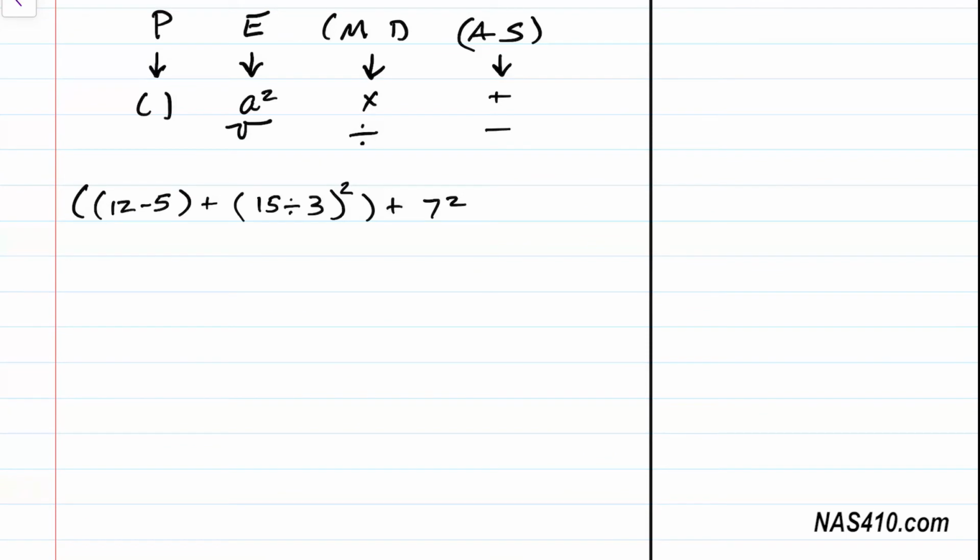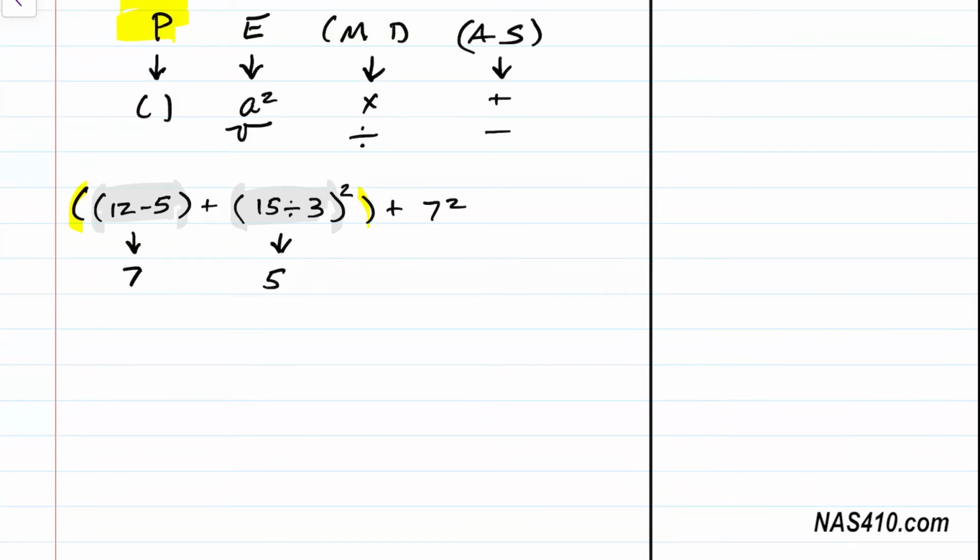This next problem looks a little more complicated, but we're going to break it down into its parts and see that it's really not that bad. The first thing I do is look for parentheses, and I have them here. I can see that within the parentheses I have nested parentheses. Within the parentheses the order of operations applies, so I'm going to do these parentheses first before I do any other operations. I do this and that first. 12 minus 5 is 7. 15 divided by 3 is 5. So what I'm left with is 7 plus 5 squared plus 7 squared.